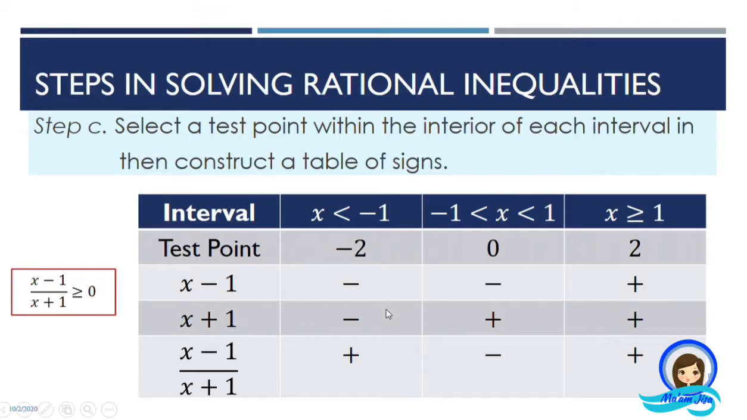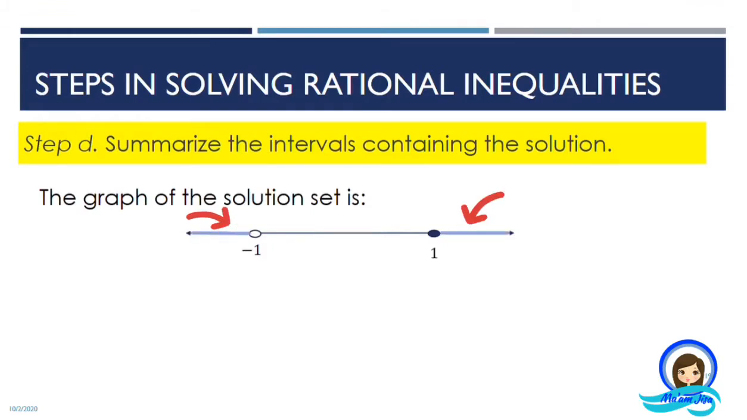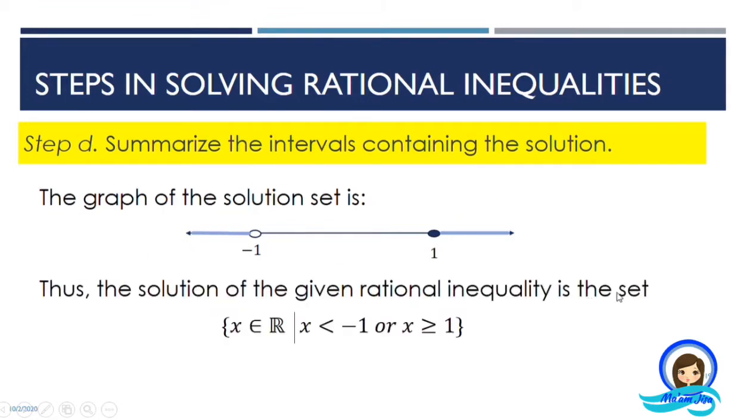Now we'll look for the intervals for which the rational expression is positive. Why? It's because of the symbol greater than or equal to. And this is found in these two: x less than negative 1 and x greater than or equal to positive 1. Now our final step, summarize the intervals containing the solution. The graph of the solution set is here, the one in a shaded portion. Thus, the solution of the given rational inequality is the set of x, an element of real numbers, such that x is less than negative 1 or x is greater than or equal to positive 1.